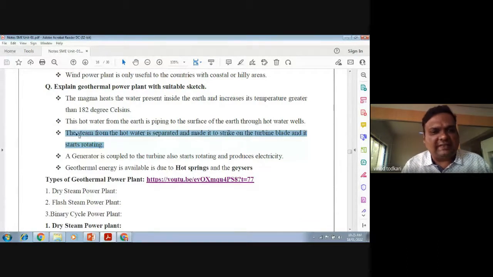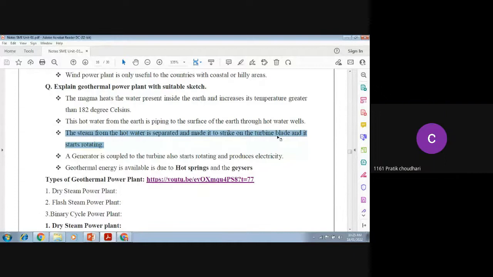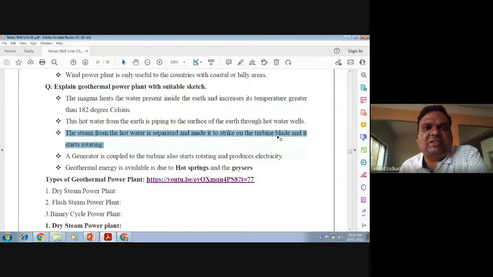Now if that steam is containing moisture, then we can separate that moisture, we can separate the water content, and we can give the steam to the steam turbine. Tell me what happens in a steam turbine? Heat energy is converted into mechanical energy. Correct. Heat energy gets converted into mechanical energy.